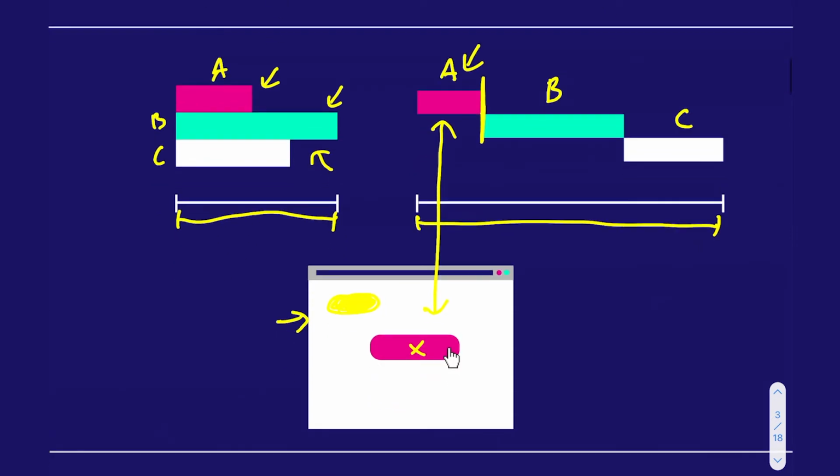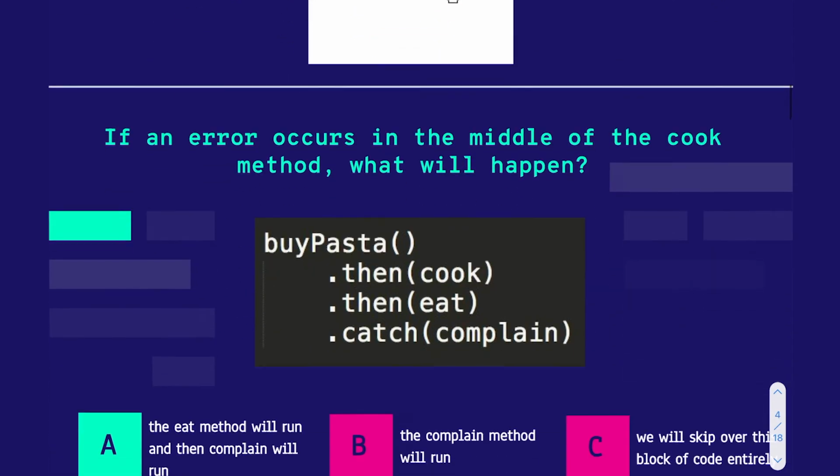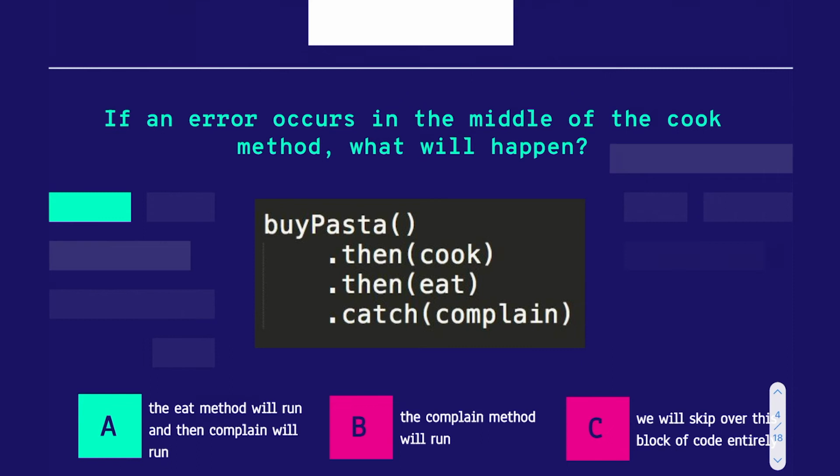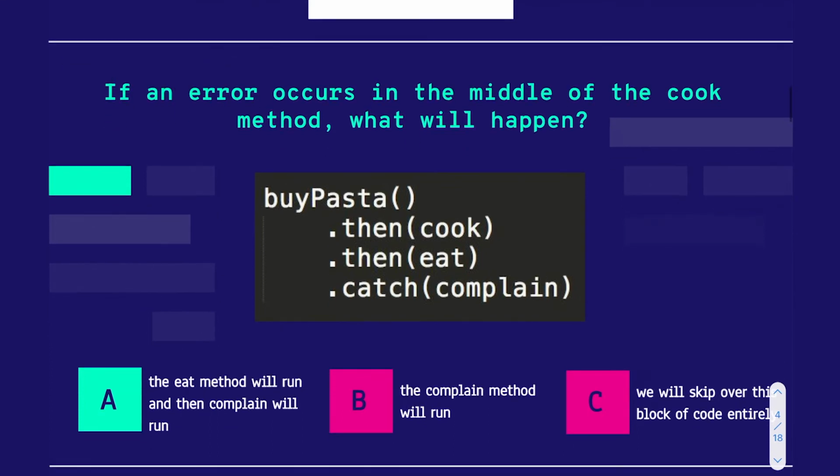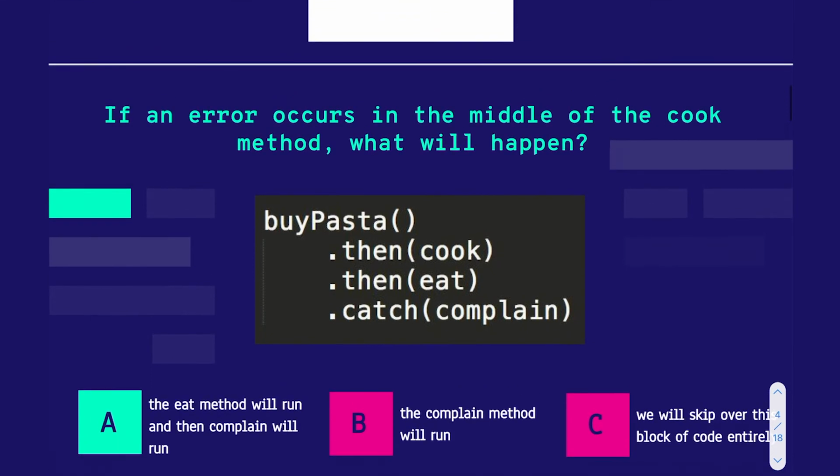All right, next question. If an error occurs in the middle of the cook method, what will happen? And then we have this line of code where we're calling buy pasta, just some random function, and then we're saying .then cook, .then eat, and .catch complain. A, the eat method will run, and then the complain method will run. B, the complain method will run. Or C, we will skip over this block of code entirely. The correct answer is B, right?